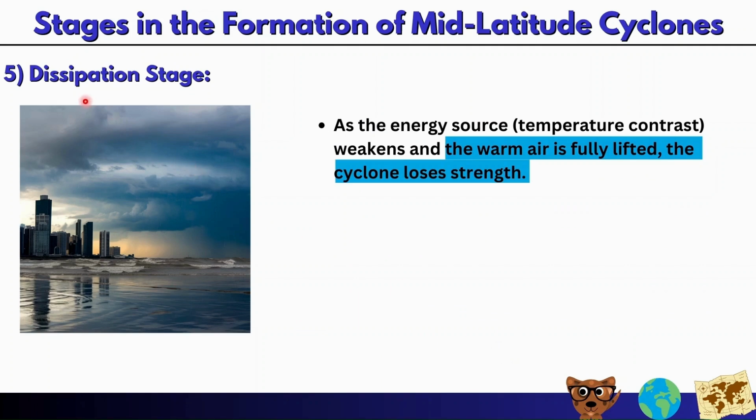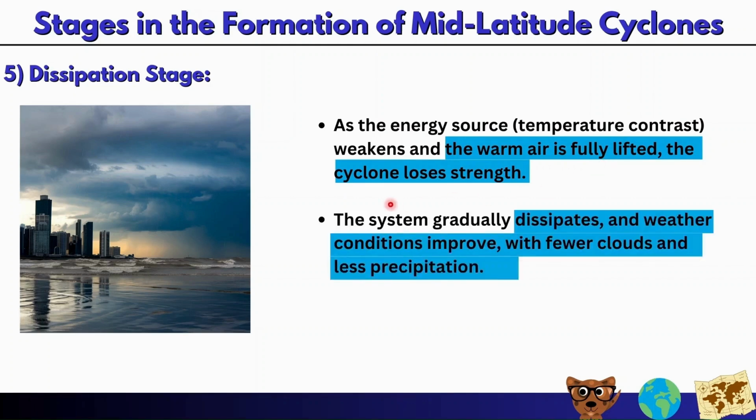We now get to the last stage, which is the dissipation stage. Now we are right at the end of the life of a mid-latitude cyclone. So as the energy source, which is the temperature contrast, weakens, the warm air is fully lifted and the cyclone loses strength. The system gradually dissipates and the weather conditions improve with fewer clouds and less precipitation.